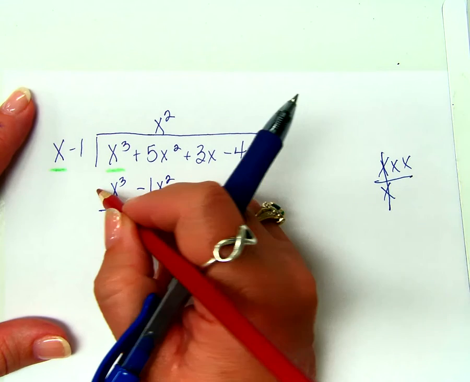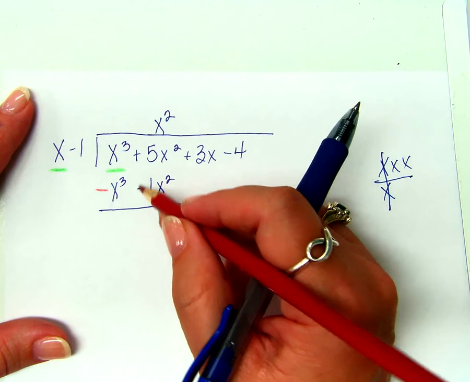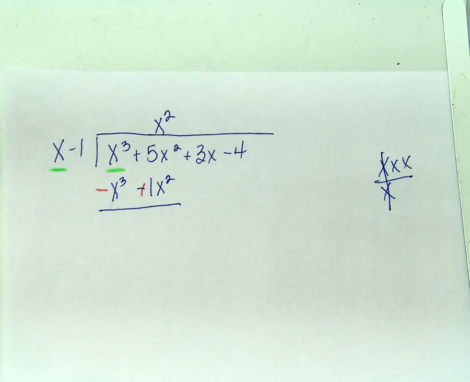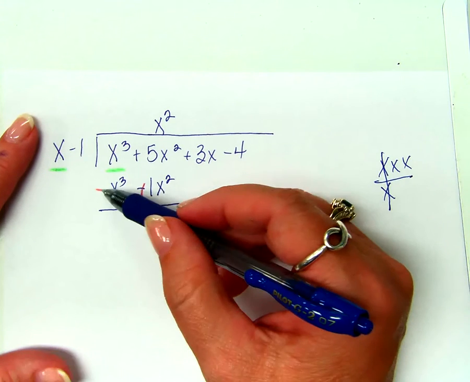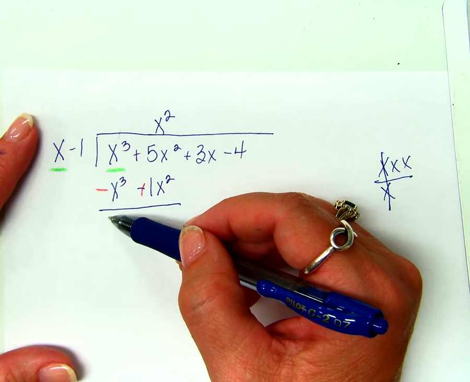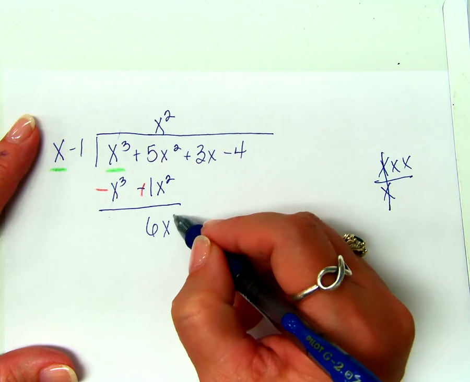Now what do I do? Subtract, right? If I subtract this term, I get negative x cubed. If I subtract this term, what do I get? Positive 1x squared, right? So what's x cubed and negative x cubed? Again, is that always going to go to 0? Yes. What about right here? What do I get? 6x squared.